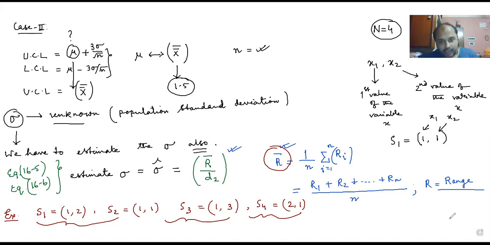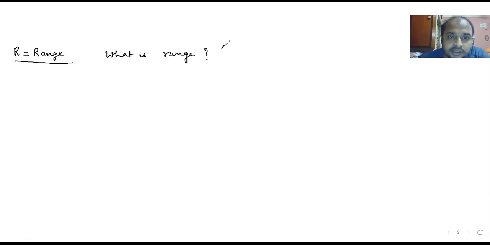Okay, fine. So on the next page, I am going to calculate R. As it is given that R is equal to range, first of all, you have to know what range is. Question is, what is range? Range is another kind of measurement of deviation. Range is a measurement of deviation.